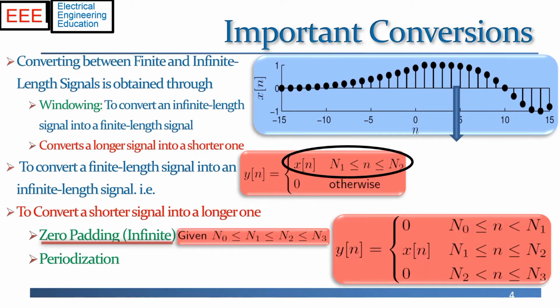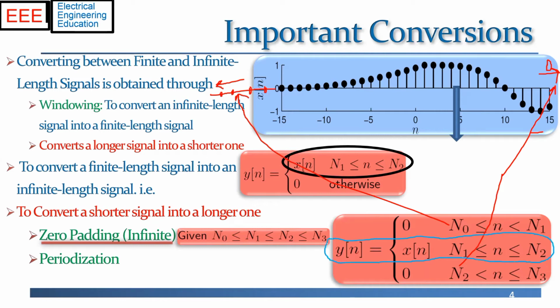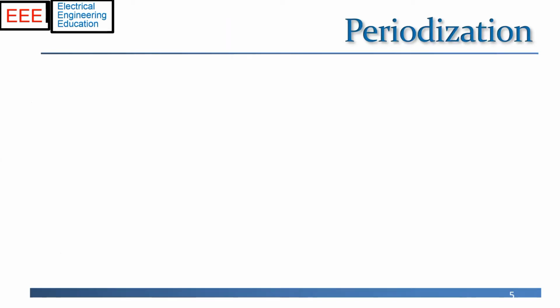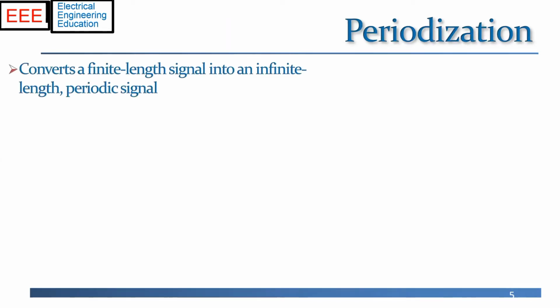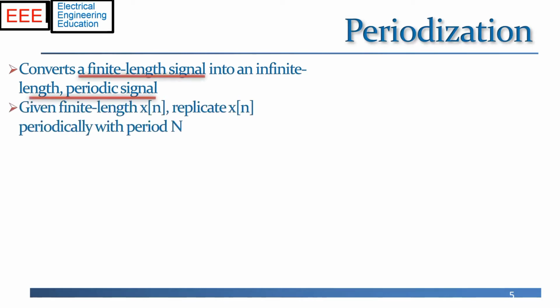So mathematically we're saying that the zero pad of signal y equals the zero pad of signal x inside its range of definition. But then it equals 0 to the left of x of n and 0 to the right of x of n. So zero padding again takes a shorter signal and creates a longer signal. Periodization is another way to create a longer signal, or in fact, an infinite length signal out of a finite length signal. So periodization takes a finite length signal and creates an infinite length periodic signal.